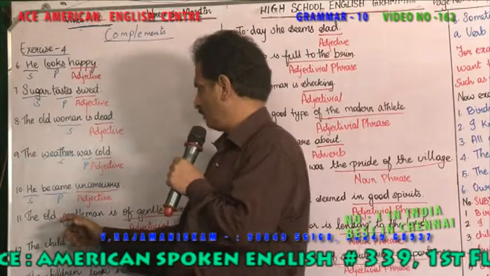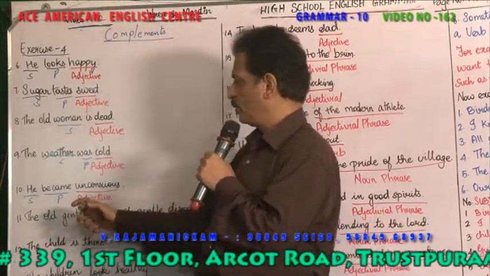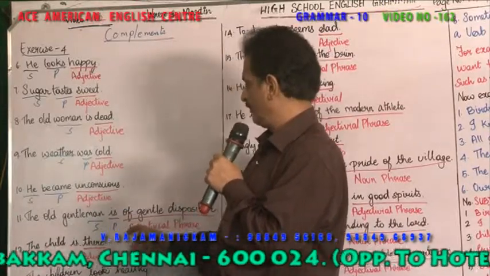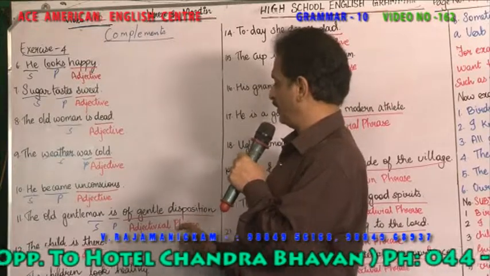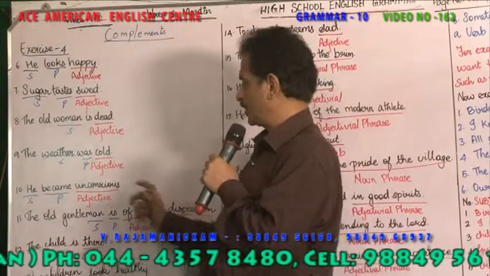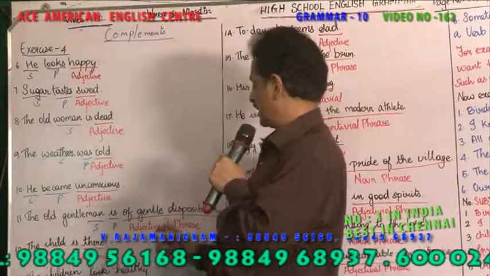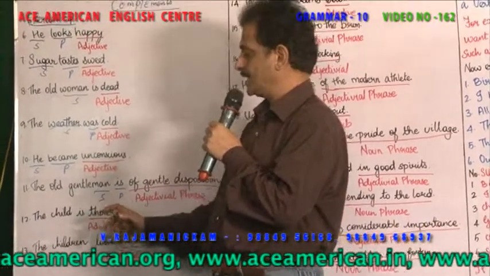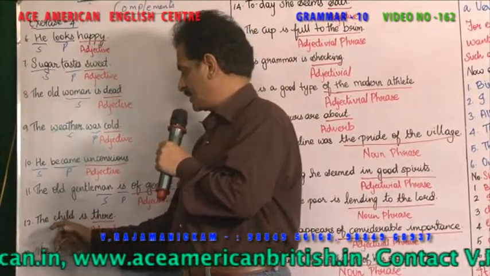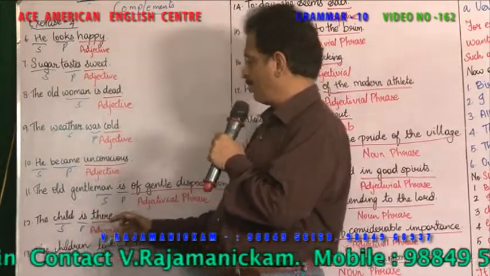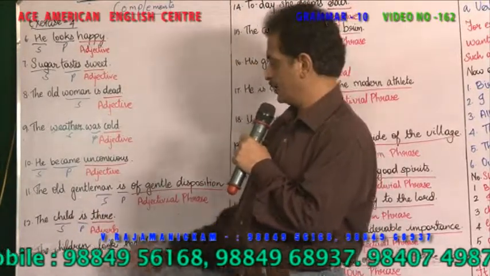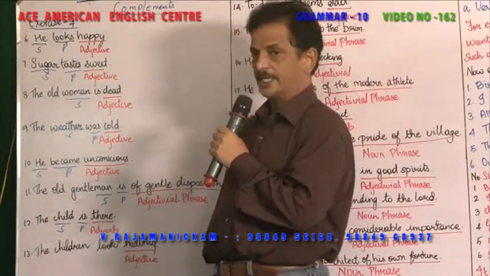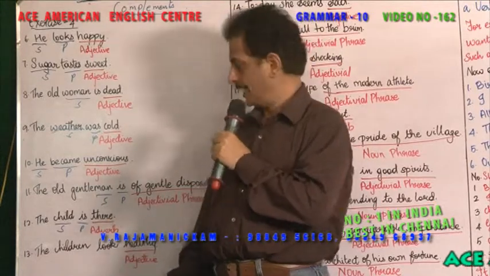The old gentleman is of gentle disposition. Man is the subject word here. The old and gentle are the attributes. Is is the predicative word. Of gentle disposition is an adjective phrase that says about the gentleman. So this is an adjective phrase predicative or an adjective phrase complement. The child is there. Child is the subject. Is is the predicative word, and there says about the child where it is. So it becomes an adverb, a predicative or adverb complement.